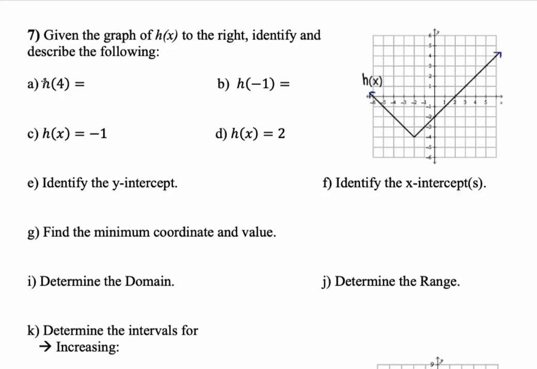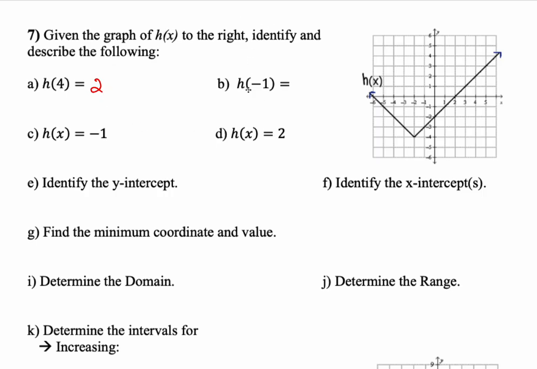So the first question says h of 4 equals blank. Instead of saying h of x, it says h of 4. That means that the x was replaced with the 4, so x is 4. If we go to the graph, we go to the x value of 4, we need to know the y value of that location. So we would go to the graph and we'd see the coordinate of 4, 2. So the h of 4 is equal to 2.